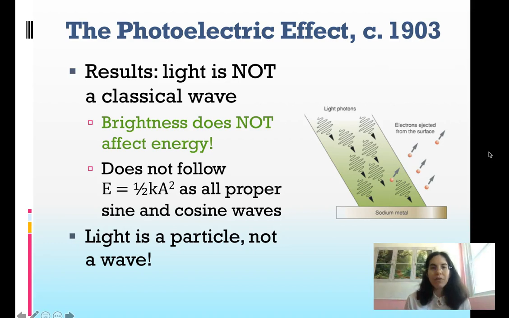Einstein received his Nobel Prize for proving that light is not a wave. Yes, yes, I know, it diffracts like a wave, it undergoes destructive and constructive interference like a wave, but it does not follow E = 1/2 kA² as all proper sine and cosine waves do. Einstein goes back to Newton and proves him right. Light is a corpuscle, it is a particle, not a wave.